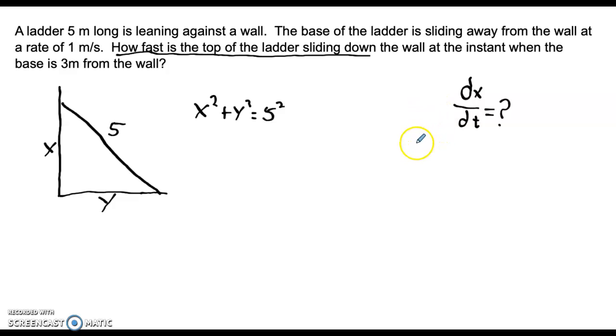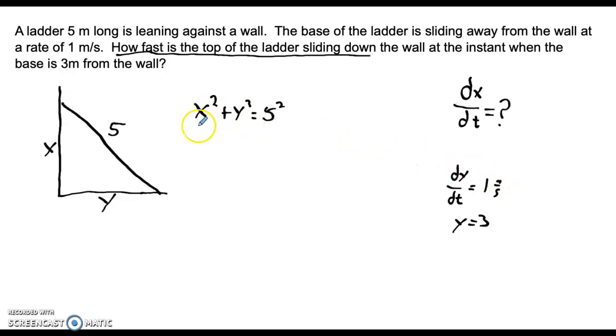So the question is asking what's the change in x, at least x is what I call this one. You are given some things. The base of the ladder is sliding away at a rate of 1 meter. So that distance of the base of the ladder is y. So we're given the change in y with respect to time. That was 1 meter per second. How fast is the top of the ladder sliding down the wall at the instant when the base is 3 meters from the wall? So the question is telling us that at that instant, y is equal to 3.